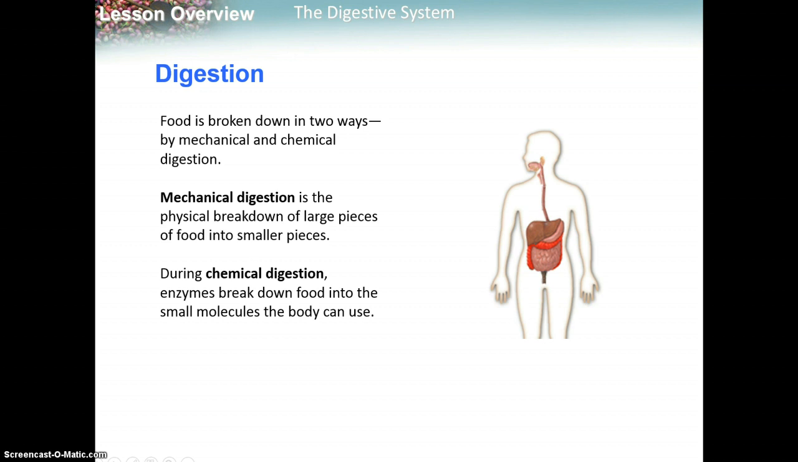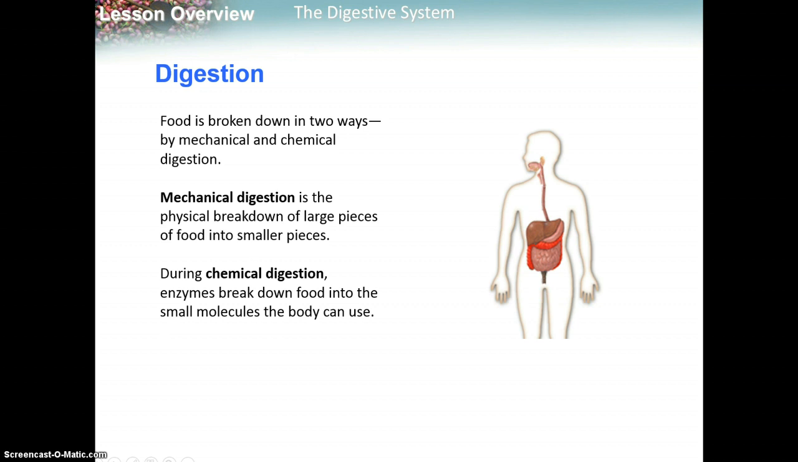Then next comes digestion, and there's two parts to digestion. You can do mechanical digestion and there's chemical digestion. Mechanical is the physical breakdown of your food, going from large pieces to small pieces. So when you chew, you're breaking down large pieces of food into smaller pieces to increase the surface area to help absorb the nutrients a little more efficiently.